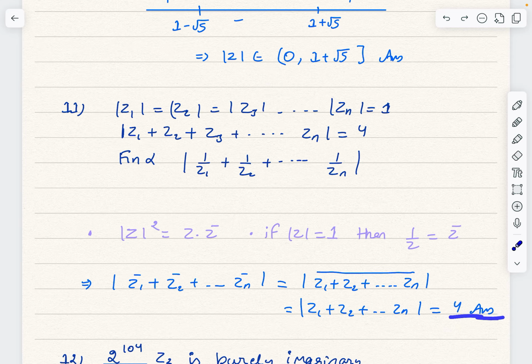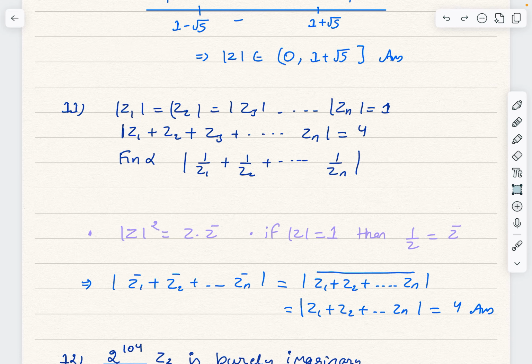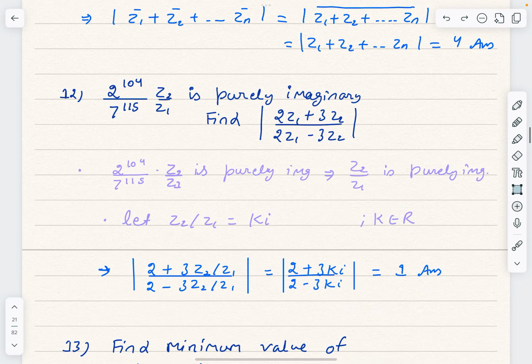So the final answer is just 4. Okay, so this point is very, very important, guys. It will be used in many problems. Whenever |z| is 1, they will be reciprocal of each other. Okay, guys, next.